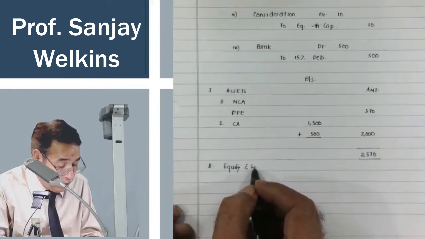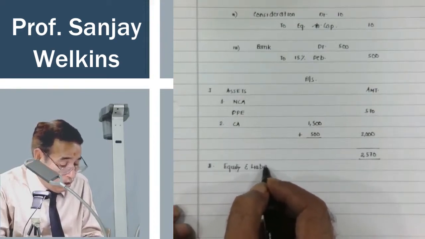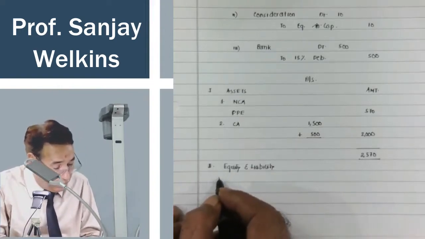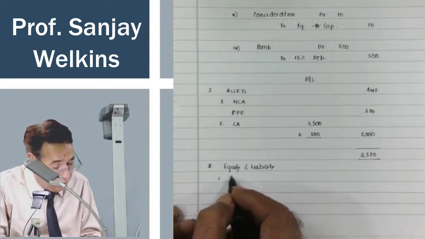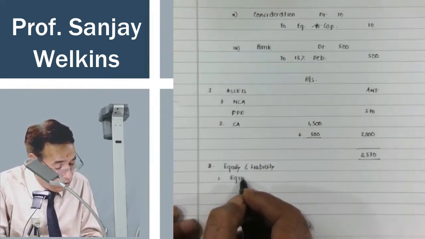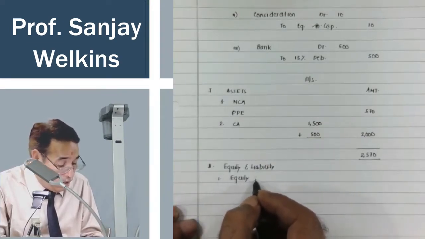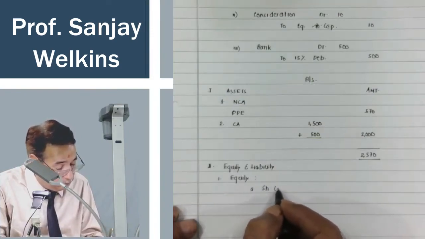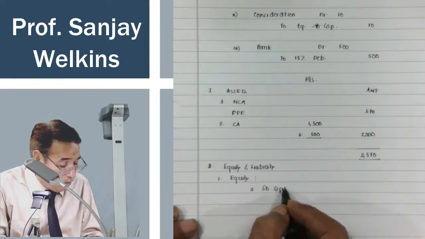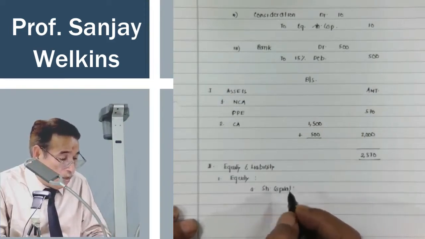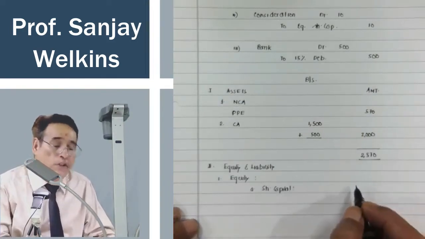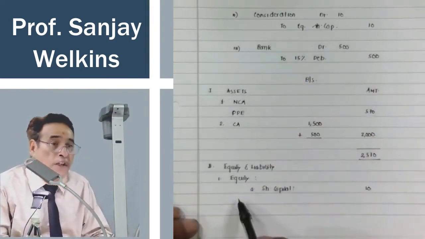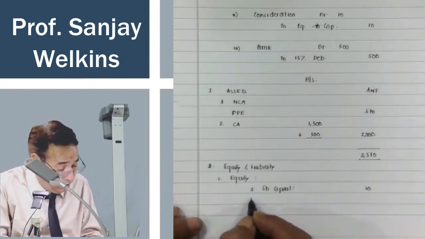Equity and liability. As far as equity and liability is concerned, first of all, you are going to write here equity. Under the equity, you are going to write share capital. Because you are a new company and you have just issued 1 crore equity shares of 10 each, your share capital is 10, moreover it is reflected here. Then other equity.